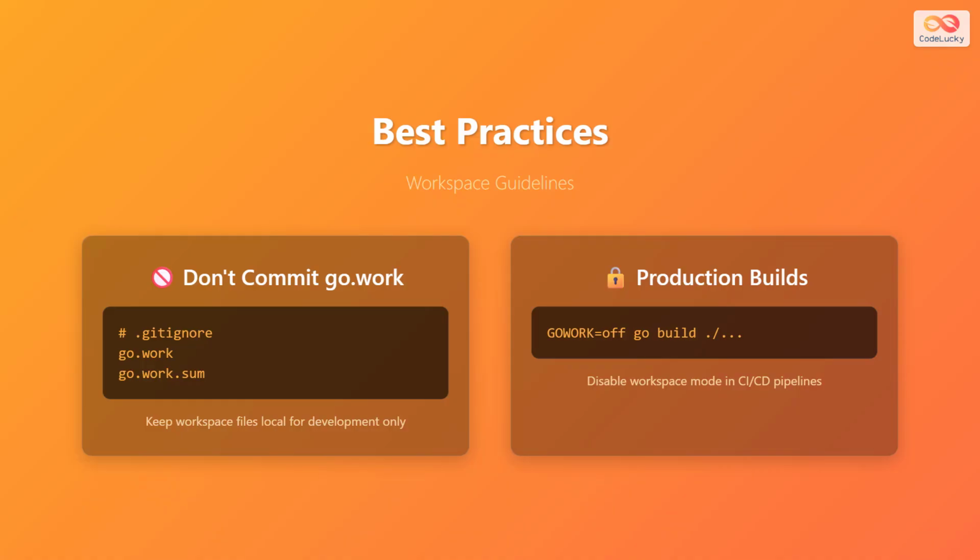For production builds and continuous integration pipelines, you must disable workspace mode by setting the GOWORK environment variable to off before running build commands, such as GOWORK=off go build ./... This ensures that production builds use the actual module dependencies rather than workspace configurations.